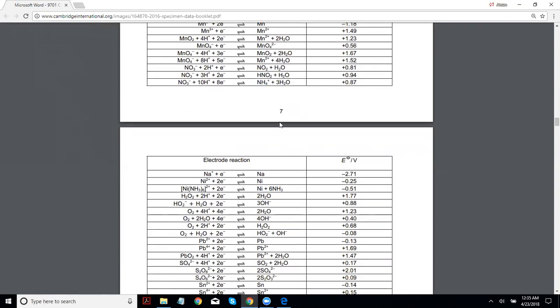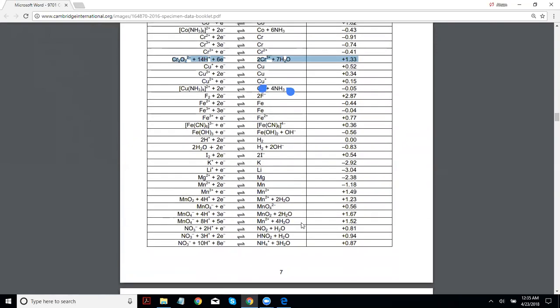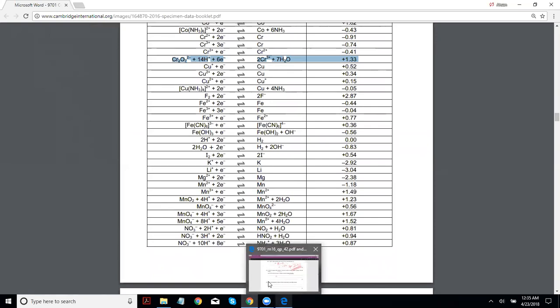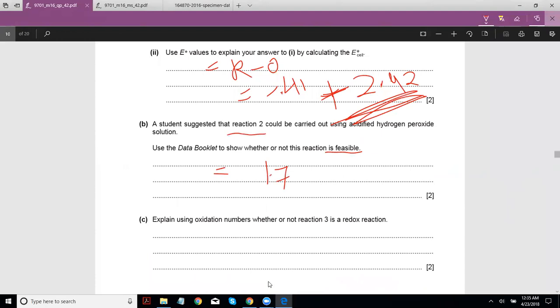So now you have 1.77 minus 1.33, and that's all you need to write to show the examiner. Whatever value comes will be positive. If E naught is positive, it's feasible.